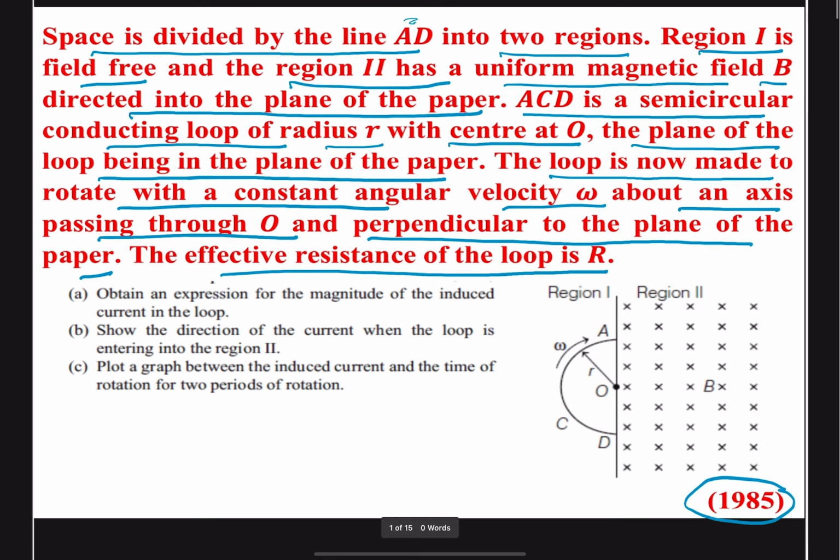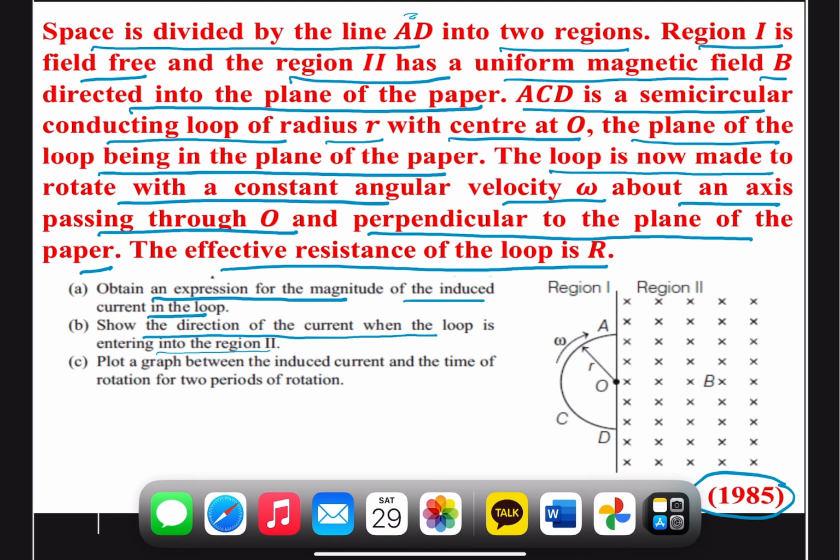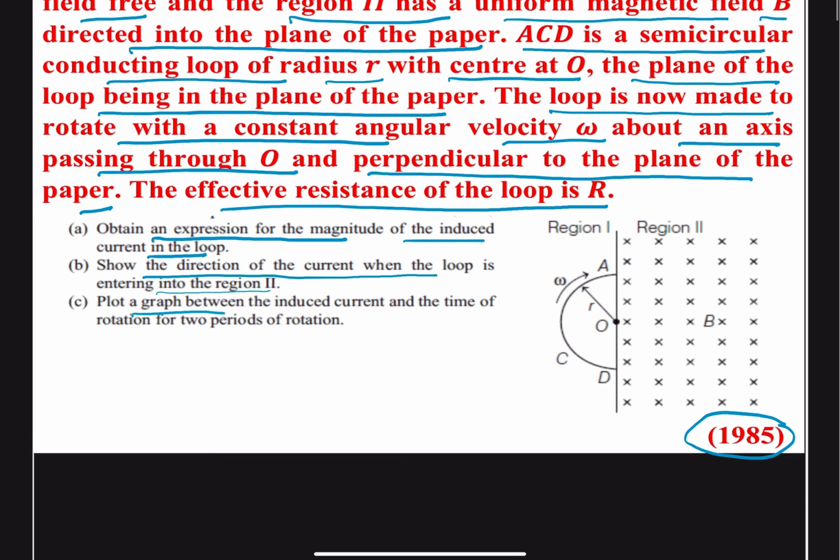So based on this description, we have three questions. First one is to obtain an expression for the magnitude of induced current in the loop. Second is to show the direction of the current when the loop is entering into region 2. And the third is to plot a graph between induced current and time of rotation for two periods of rotation.